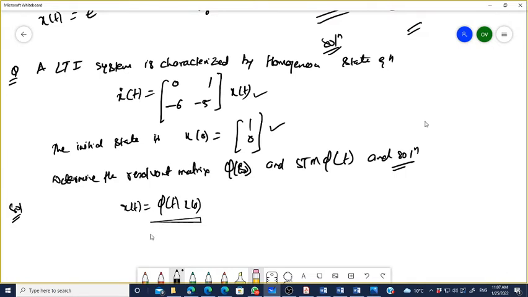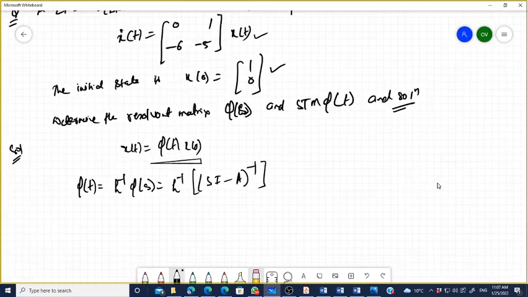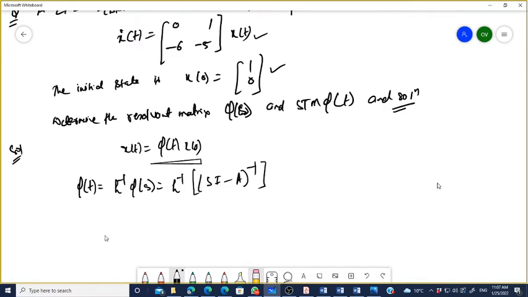What is phi t? Phi t is the STM, the Laplace inverse of phi s, which is the Laplace inverse of (sI minus A) inverse. So what is the A matrix? The A matrix is given as [0 1; -6 -5].